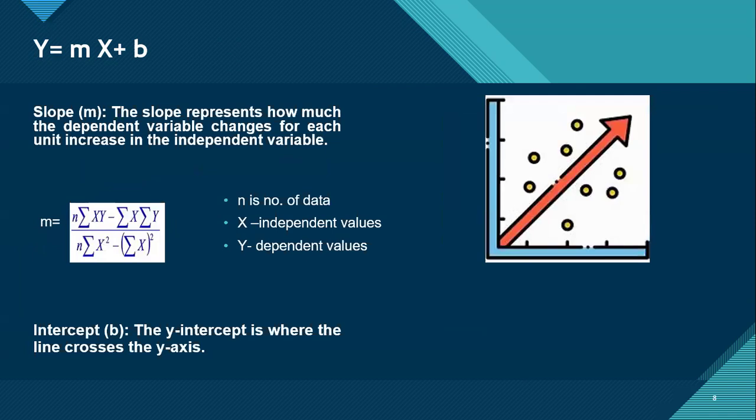The slope represents how much the dependent variable changes for each unit increase in the independent variable. So this is the formula of a slope. And we have already discussed what intercept b is, where it crosses the y-axis. So if the line crosses the y-axis at the value 0, b is going to be equal to 0. If it crosses at 1, it is going to be 1, and so on.